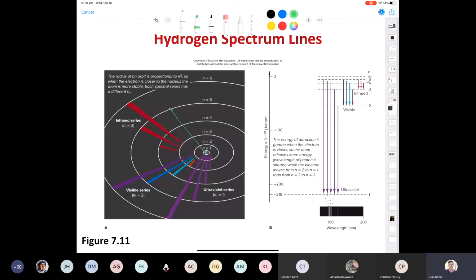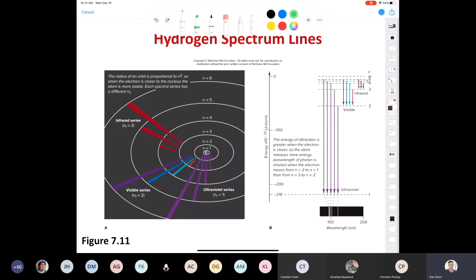It could be from n is equal to 1 to 5. It could be from 1 to 4. It could be from 2 to 5. It could be anything. All these different transitions are happening in time. We're talking about moles of atoms here, people. We're talking about a huge sample. So in order for an emission spectra, right? Emission is the spectrum that you can see with the eye.